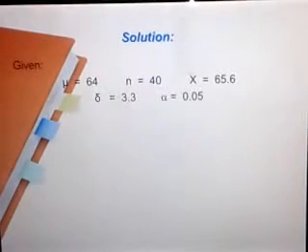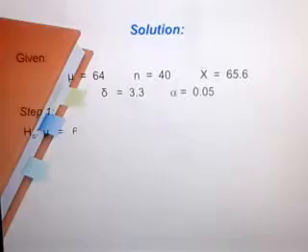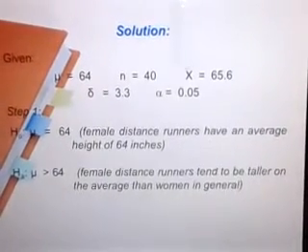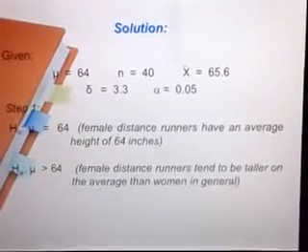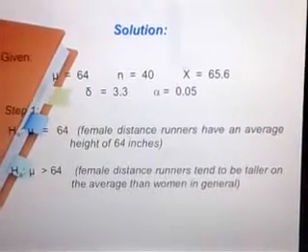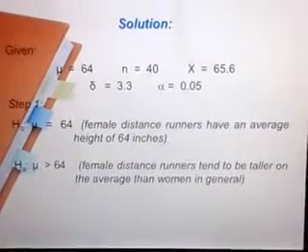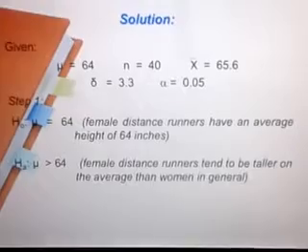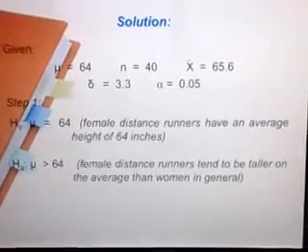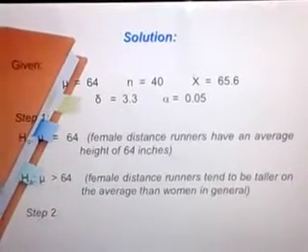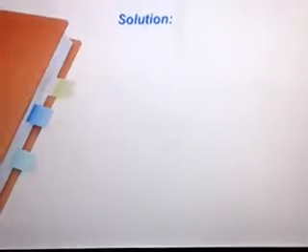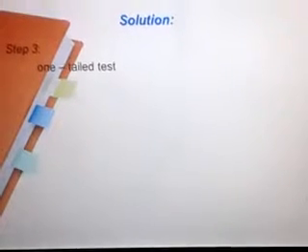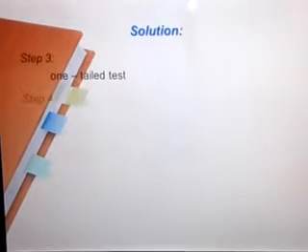So the given, and then step 1, our null hypothesis is the population mean is equal to 64. Female distance runners have an average height of 64 inches. While our alternative hypothesis is the population mean is greater than 64. So step 2, level of significance 0.05. Step 3, it is considered as a one-tailed test.